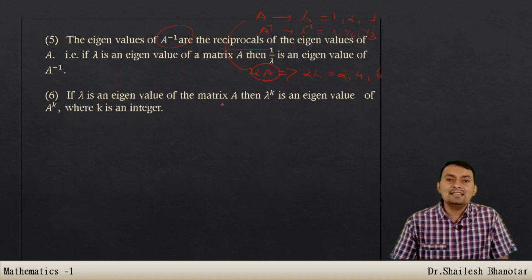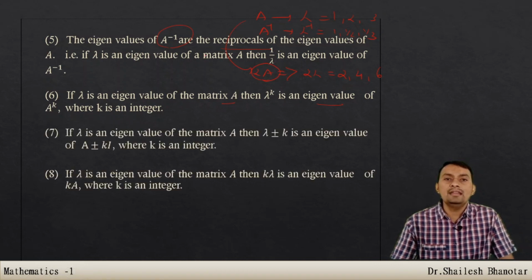If lambda is an eigenvalue of the matrix A, then lambda raised to k is an eigenvalue of A raised to k. We will keep that in mind. Suppose I want to determine the eigenvalues of A raised to power 3, that is lambda cube: 1 cubed is 1, 2 cubed is 8, 3 cubed is 27.